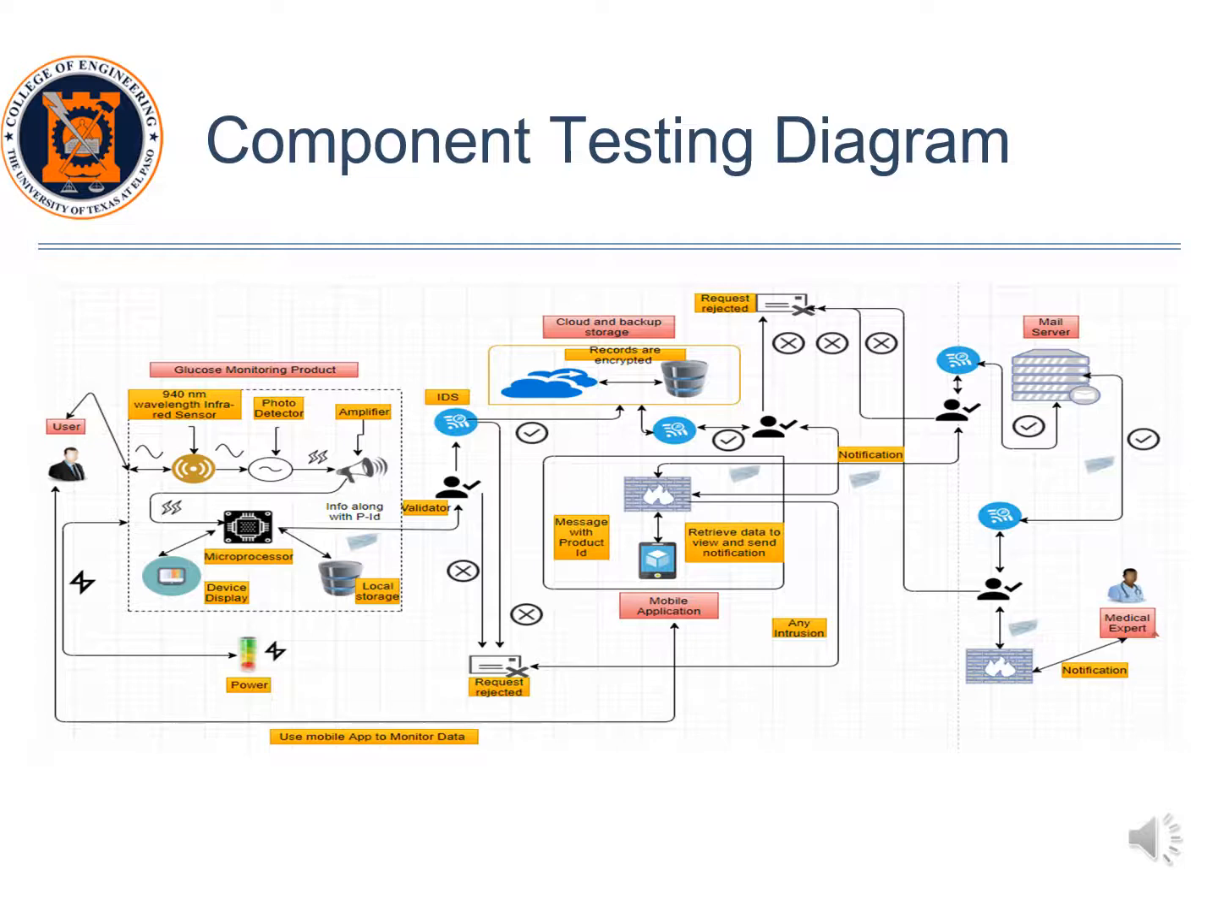As mentioned before, the components of the sensor consist of a 940 nanometer wavelength IR sensor, a photodetector, an amplifier, and a microprocessor in charge of computing the calculations of the glucose level measurements. After the measurements are computed, the microprocessor interfaces with the device's display to show the obtained glucose levels and also interfaces with the local storage of the device to store the readings for quick future access and histogram displays.